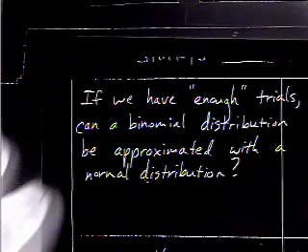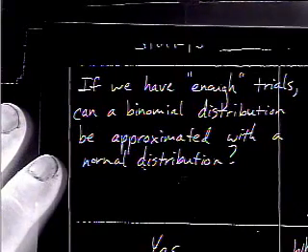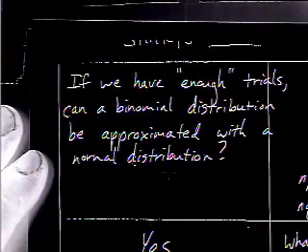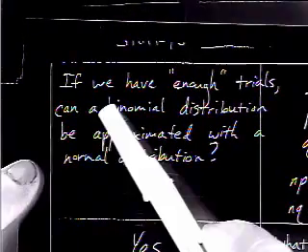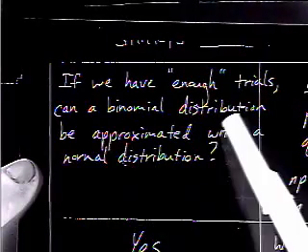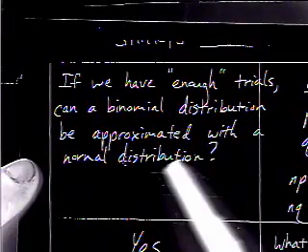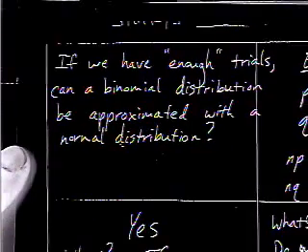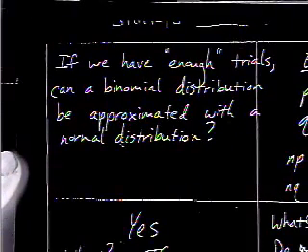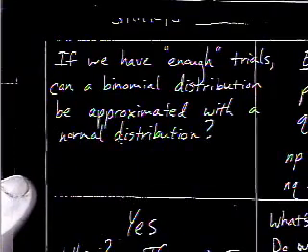So here's the whole deal. If we have enough trials, can a binomial distribution be approximated with a normal distribution? And the definite answer is yes. Okay, so what's the condition? When can we do that?